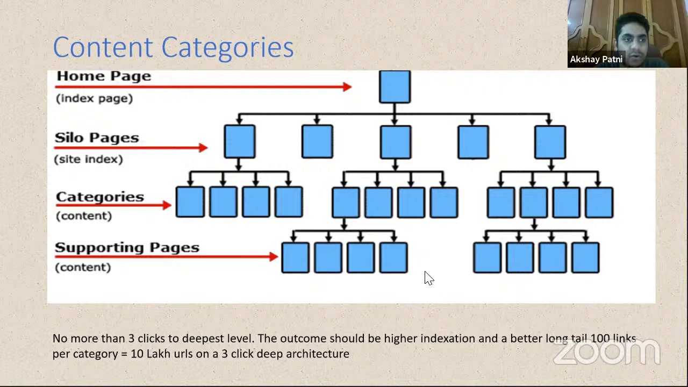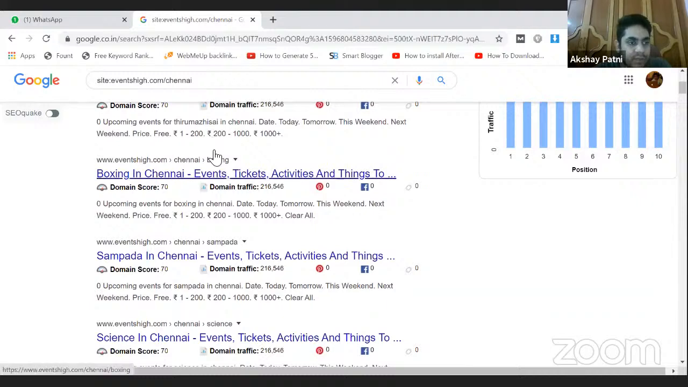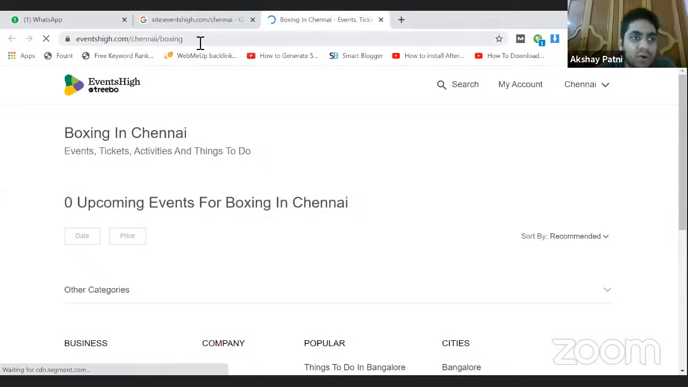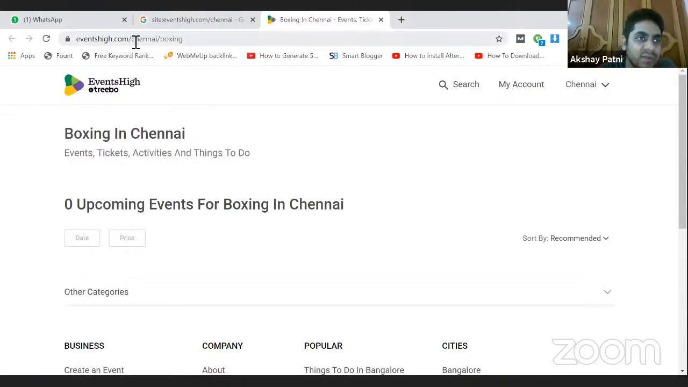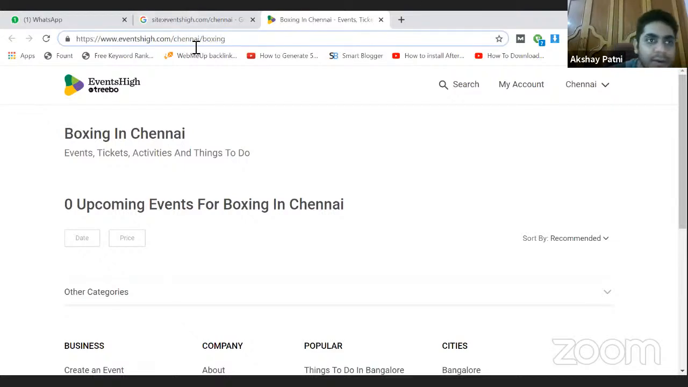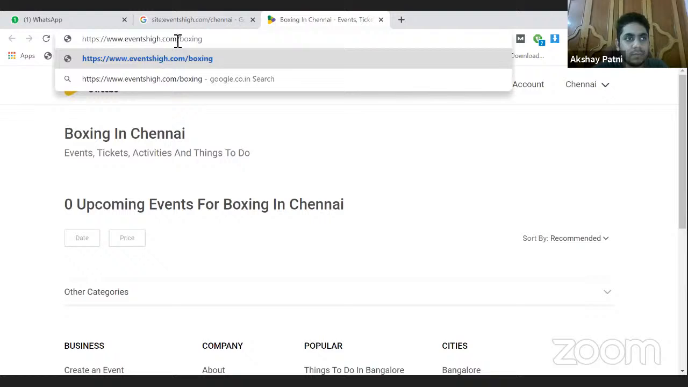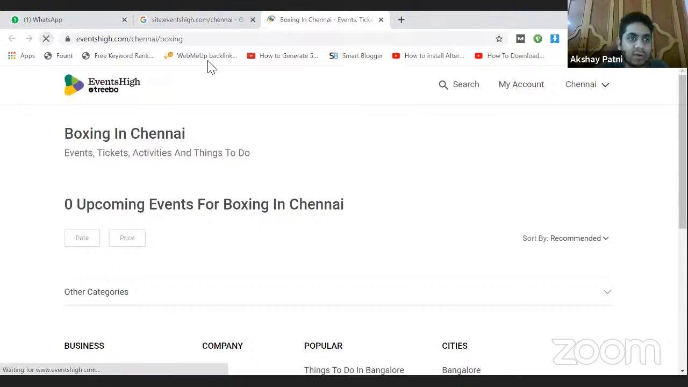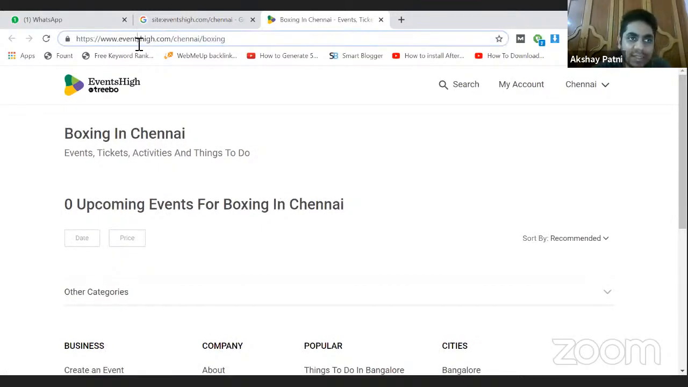For example, let me share my screen. So let's say these are our clients, like Events High, right? Events High URL is only like Chennai/boxing, which is boxing in Chennai, which is a very optimized one, because they created Chennai as a city, and it's okay, means they have done that mistake. So boxing/Chennai is even much better, because many people may give links to boxing and then Chennai, so this is also a very optimized one. Anyway, this URL is very small, and that's why it's very good.